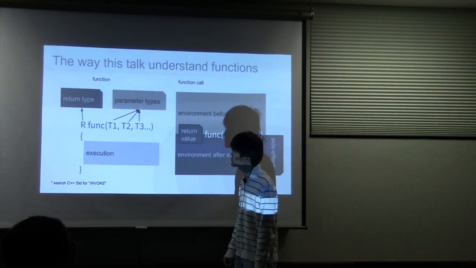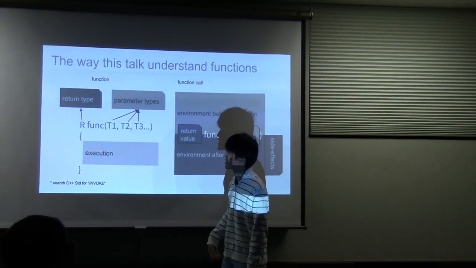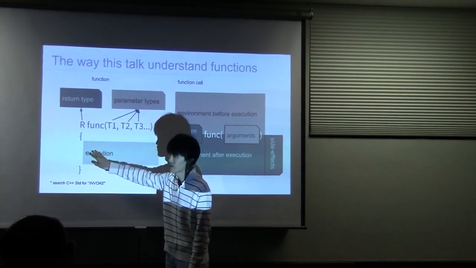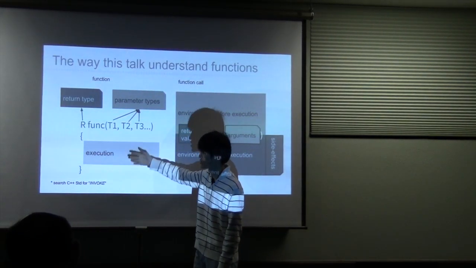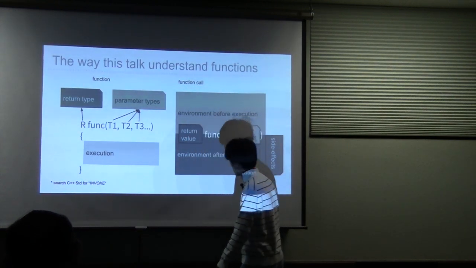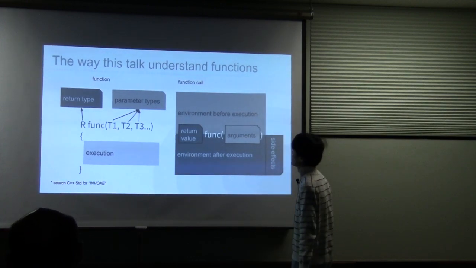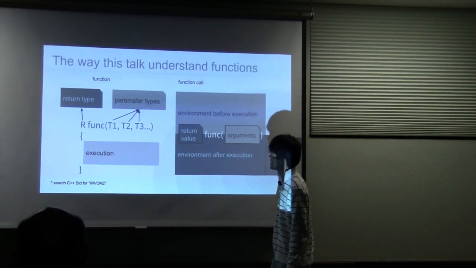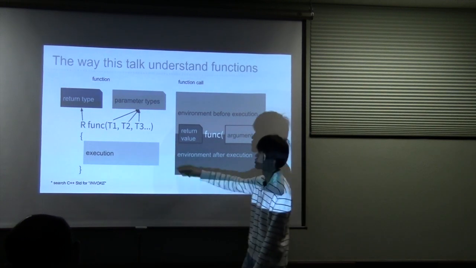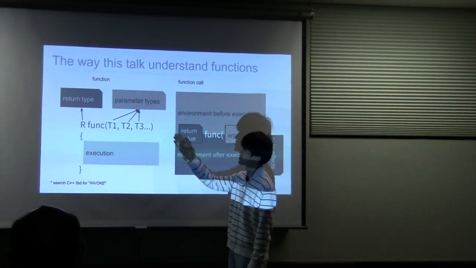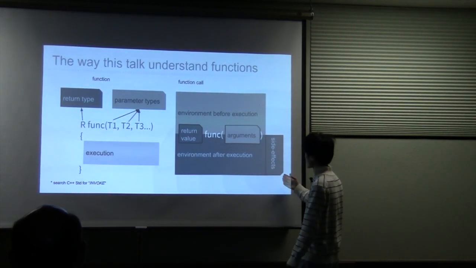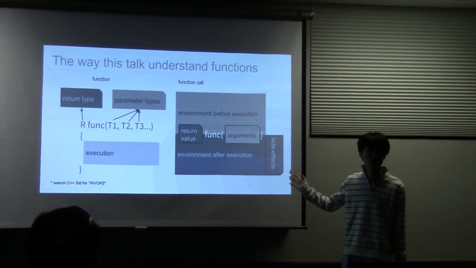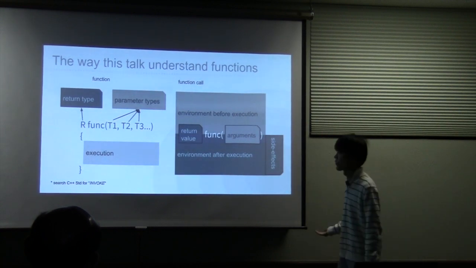In my understanding, a function type depends on the parameter types and the return type, and it has a function body. When you run this body, it is called an execution of the function. And the function call is basically passing arguments to fill in those parameter types in an environment, and the function runs. It has a return value, which matches the return type, and we get the environment after execution. And we might also get side effects. Any questions so far? Okay, no.